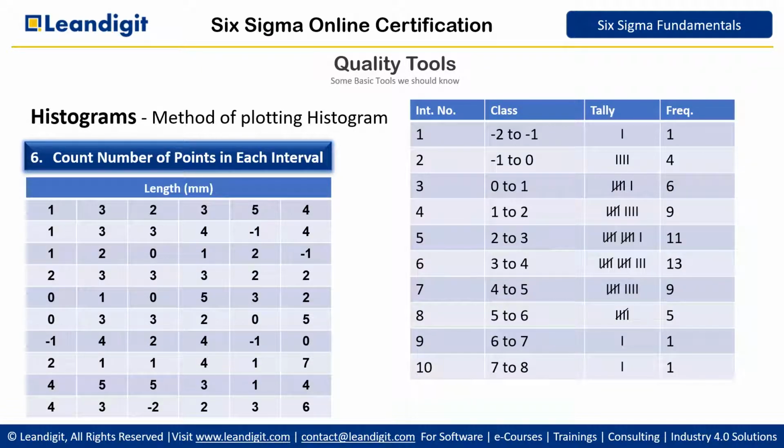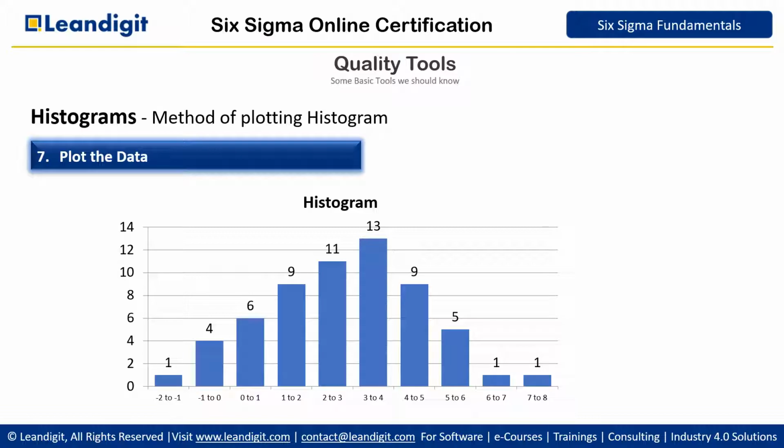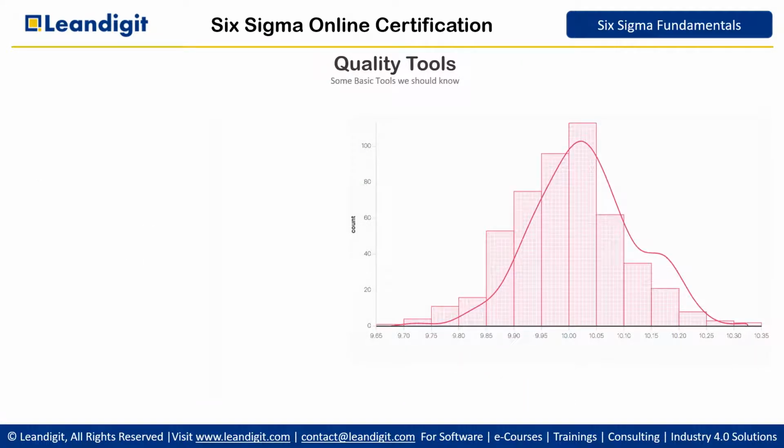Then we count the number of data points in each class interval using tally marks, and then plot the class intervals on the x-axis and the frequency on the y-axis. This is called a histogram. This is how we make a histogram manually. Now let us learn how to interpret histograms.